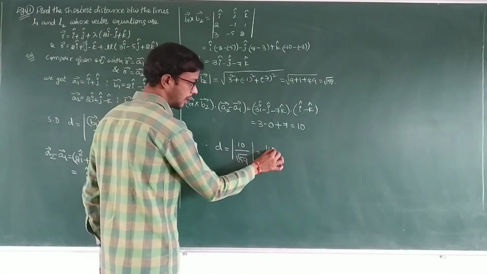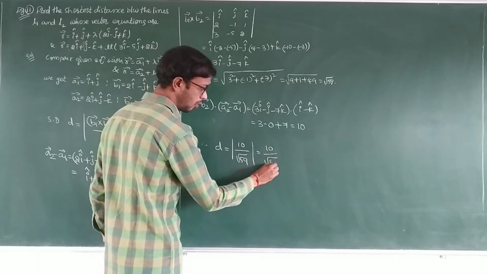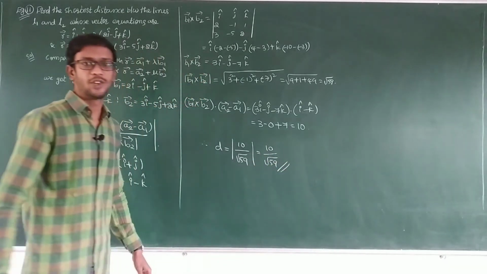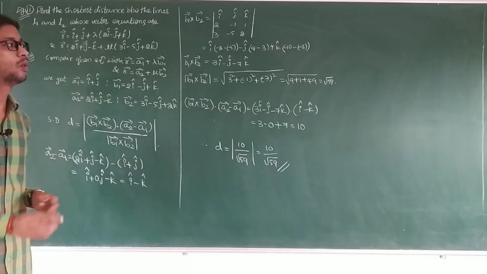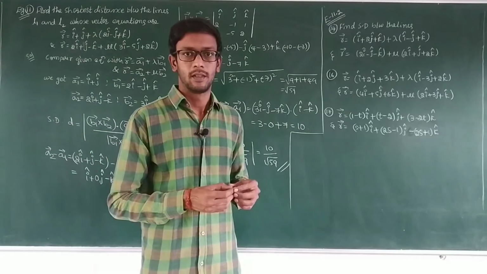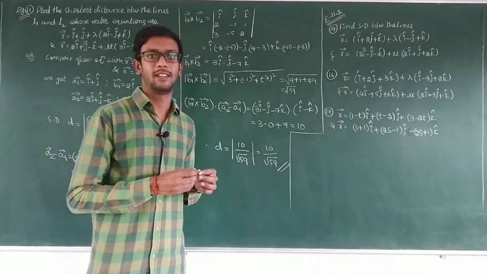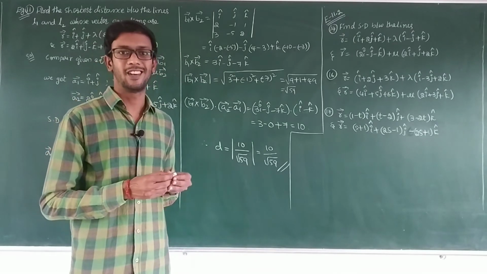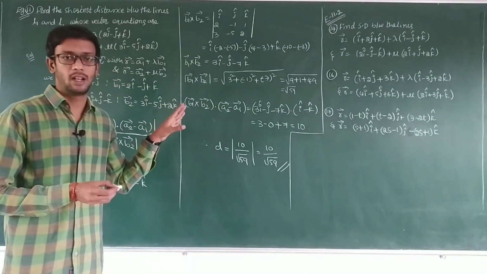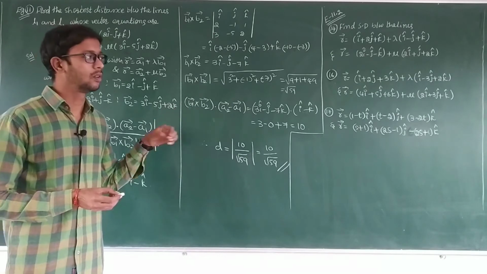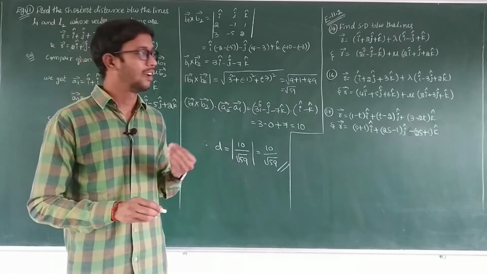Root 59. Already quantity is there. So 10 by root 59 is the shortest distance between the two skew lines. Similar problems in the exercise, 3 problems are there. The 3 problems are solved in the same manner, same to same. So you can take the 3 problems as homework.